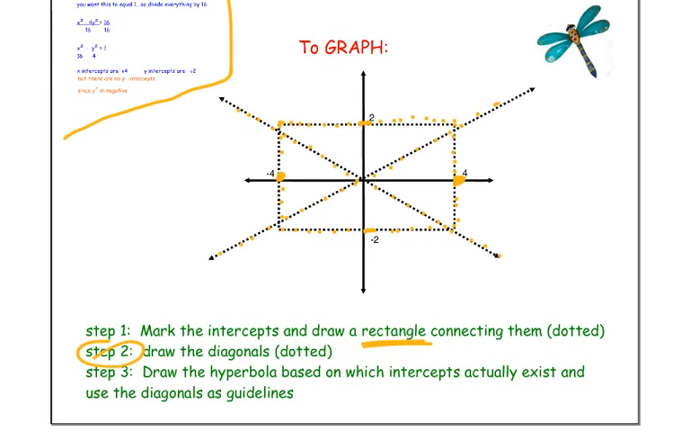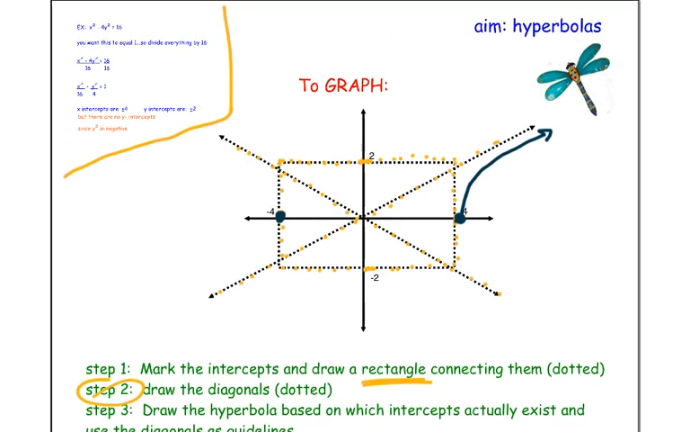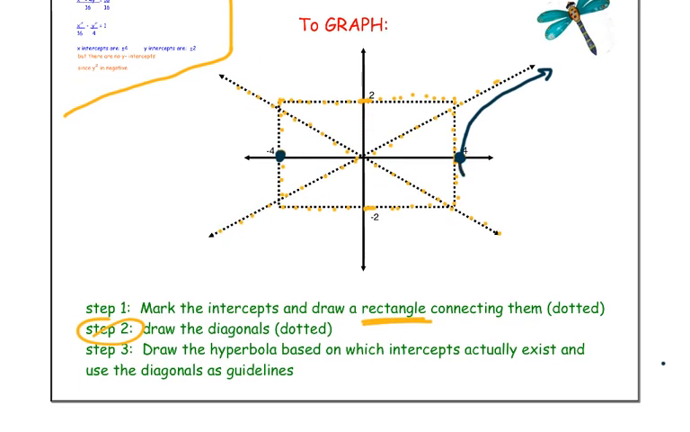Okay, now we're up to step 3. It says draw the hyperbola based on which intercepts actually exist and use the diagonals as guidelines. Now, when we looked at it, we said the x-intercepts exist. Those are a 4 and a -4. The y-intercepts actually don't. So we're going to go ahead and keep our 4 and -4 as intercepts on the x-axis, and we're going to sketch using these diagonals as a guide for asymptotes. So it comes out over here, and on the left side, it looks something like that. And remember not to cross over those asymptotes.